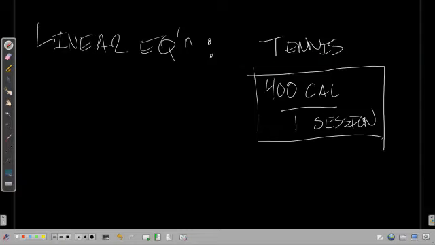So then from this rate of 400 calories per session, I could write down a linear model that describes how many calories I could burn given some number of sessions. I do 2 sessions, I'll burn 800 calories. But they want you to go a little further.